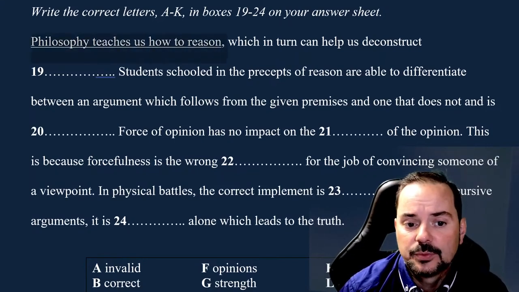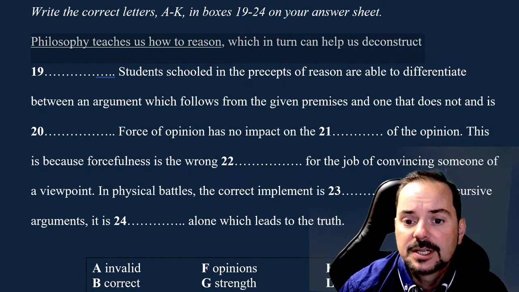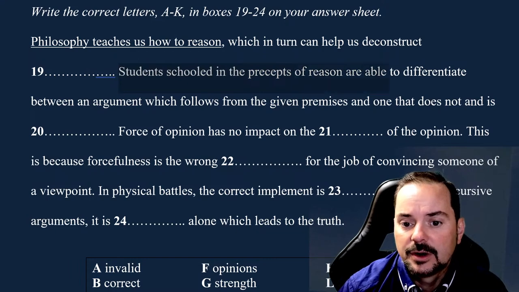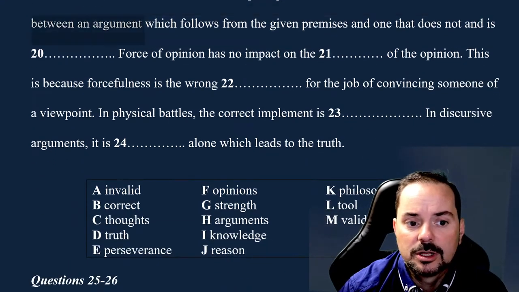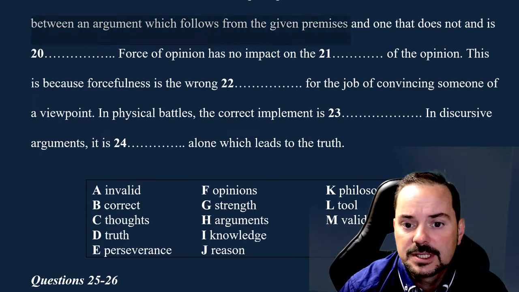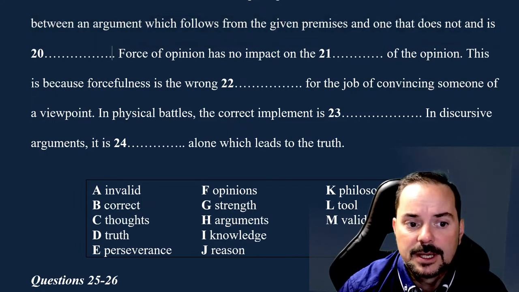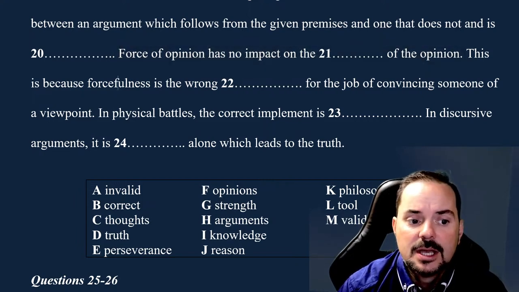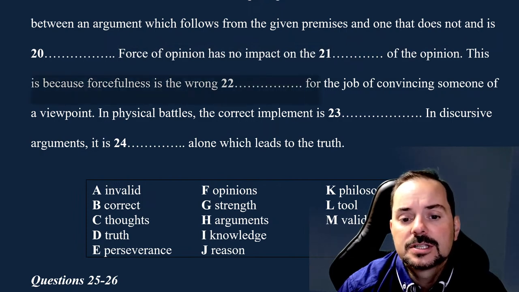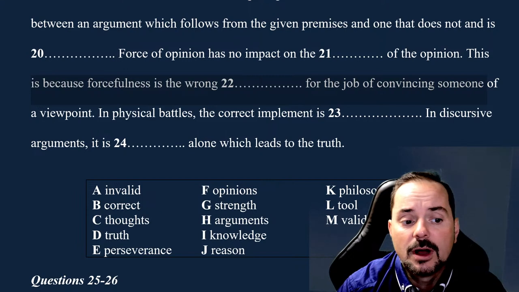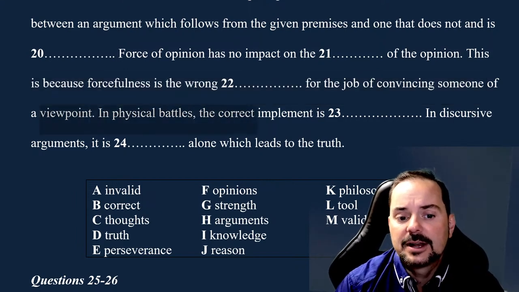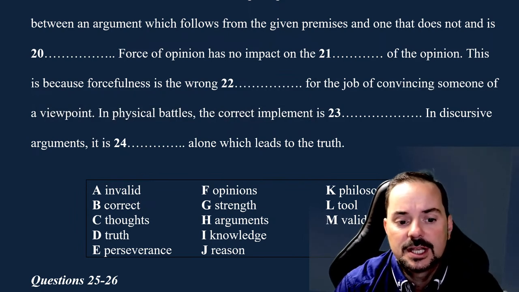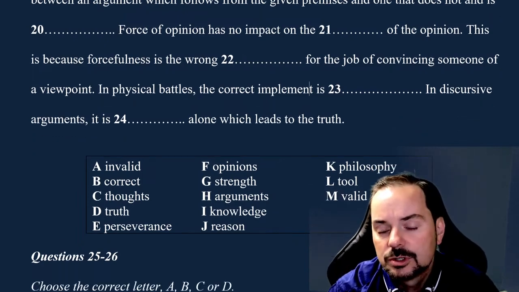Philosophy teaches us how to reason, which in turn can help us deconstruct something. Students schooled in the precepts of reason are able to differentiate between an argument which follows from the given premises and one that does not and is something. Force of opinion has no impact on the something of the opinion. This is because forcefulness is the wrong something for the job of convincing someone of a viewpoint. In physical battles, the correct implement is something. In discursive arguments, it is something alone which leads to the truth.